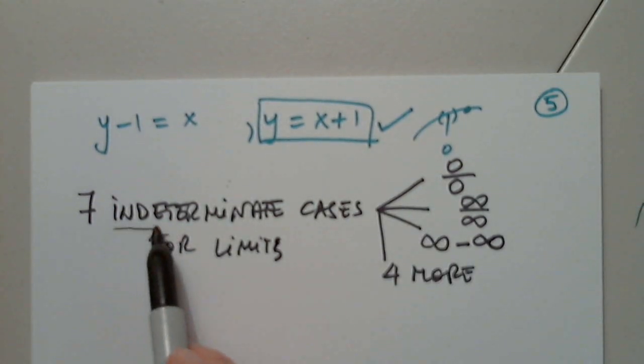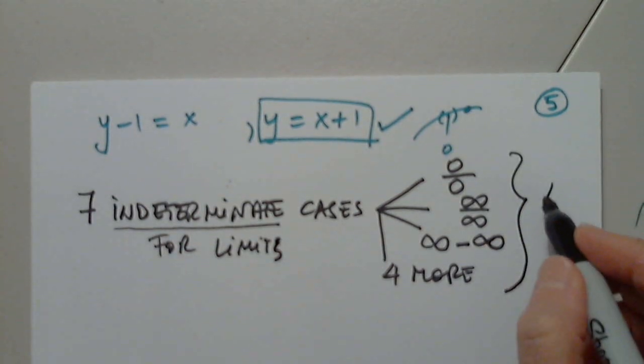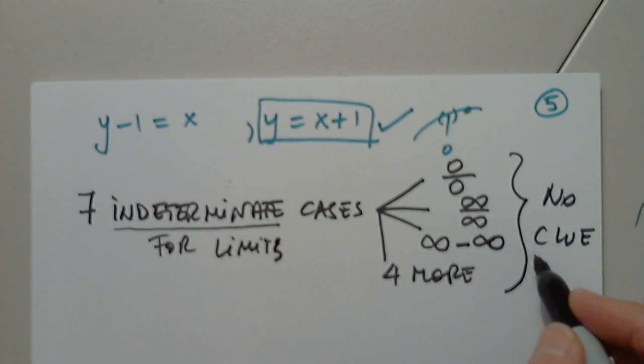Why are they called indeterminate? Because the answer, at least initially, is no clue. No prediction. Have no idea. But hope.